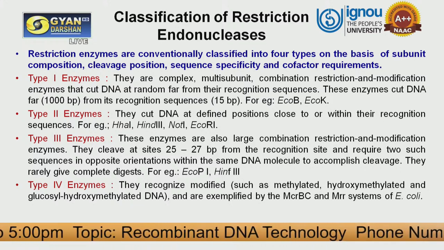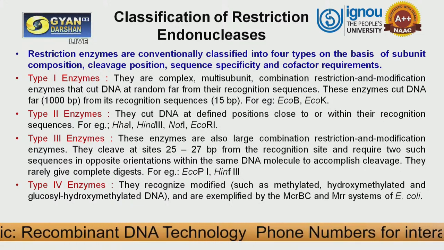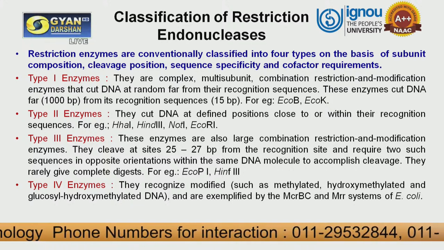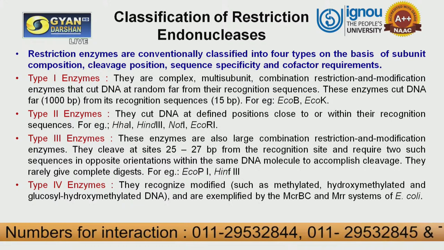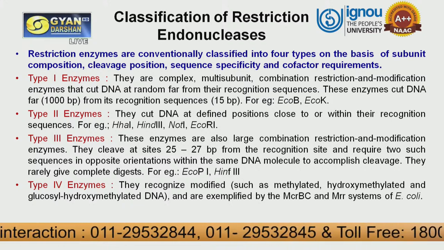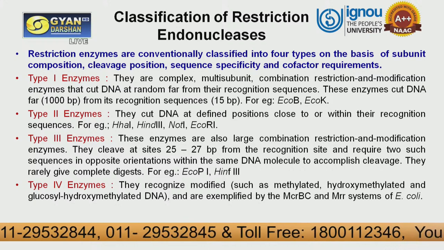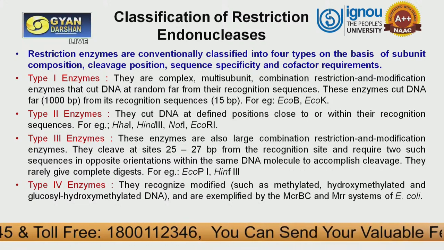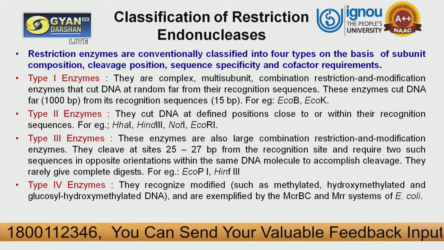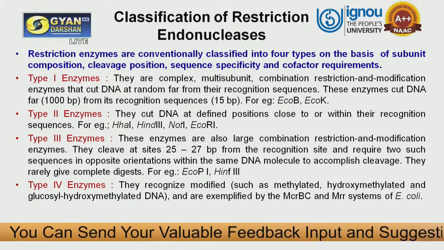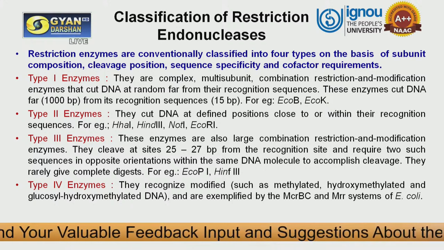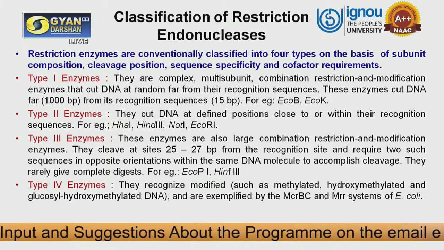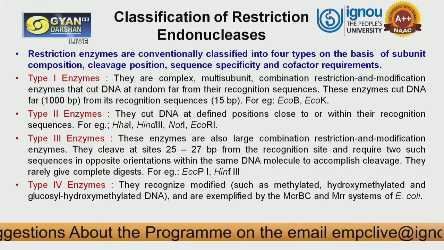Next is type 2 enzymes. These type 2 enzymes are the most popular enzymes, widely used in recombinant DNA technology. They cut the DNA at a defined position, either close to or within the recognition sequences. That makes them the most popular enzymes used in recombinant DNA technology. A few examples are HhaI, HindIII, NotI, and EcoRI.